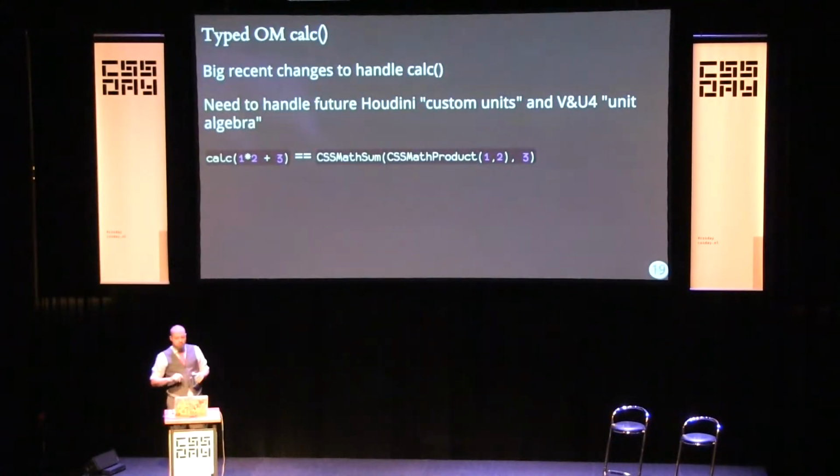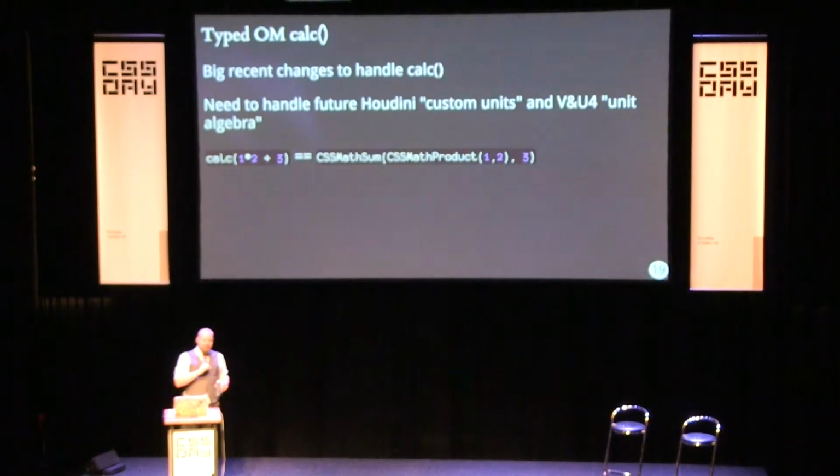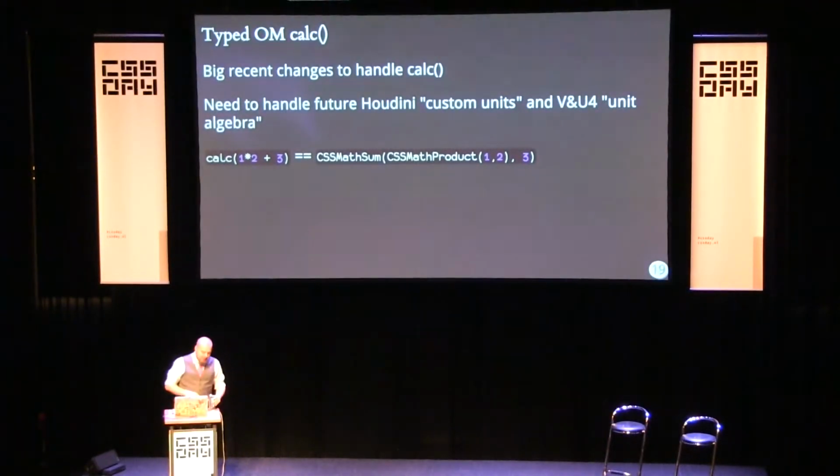One thing I want to point out, because I just finished it and it took me a long time, are the recent changes to the calc function, how to handle it in the CSS Object Model. In the future, Houdini is going to introduce the ability to have custom units.